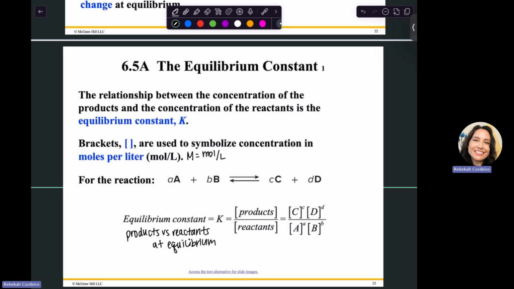Or is it the opposite? Maybe there's 8 people outside and 20 people inside. What does it look like for reactants and products? Are there more products at equilibrium? Are there more reactants at equilibrium? Are they equal? And the K value is going to give us that information.